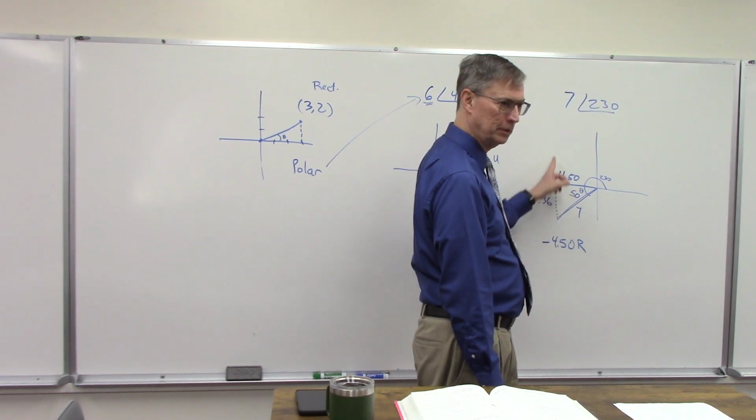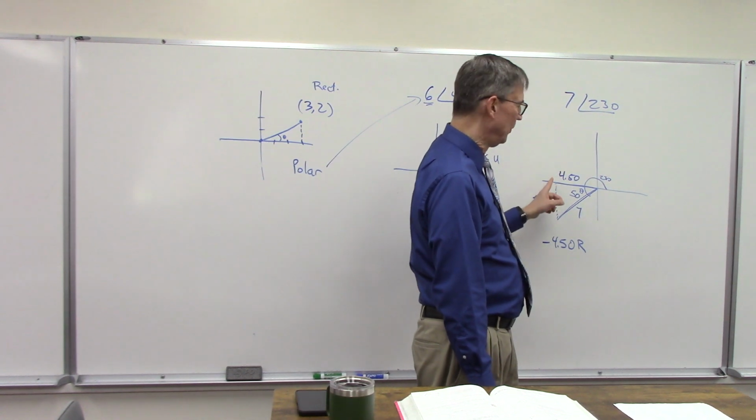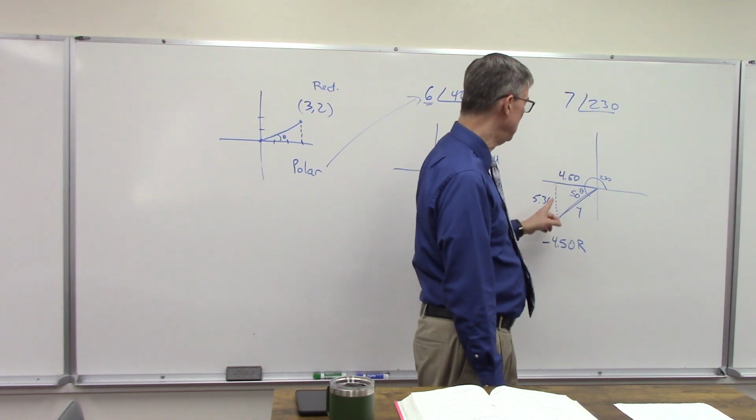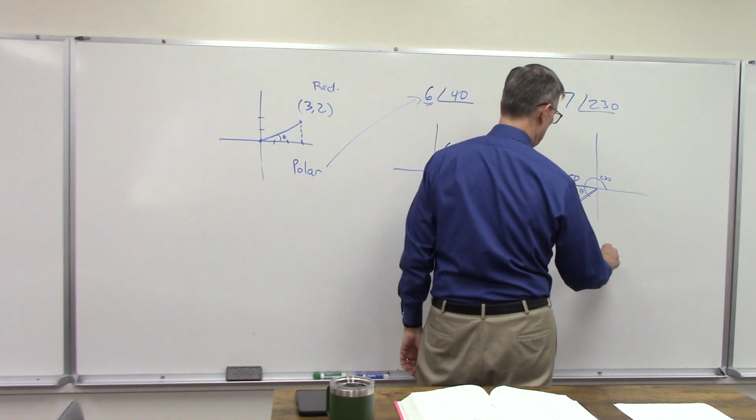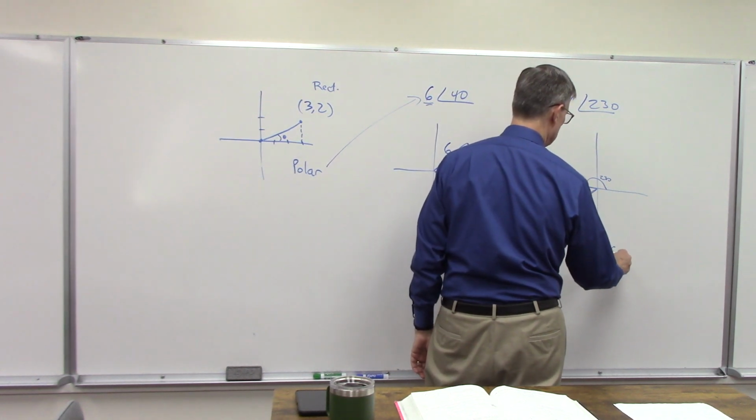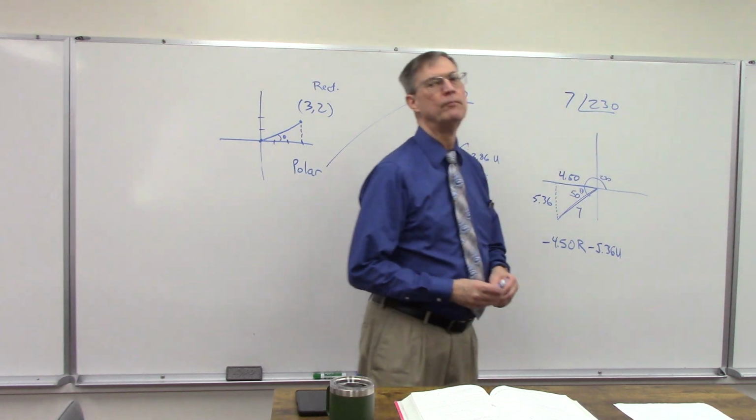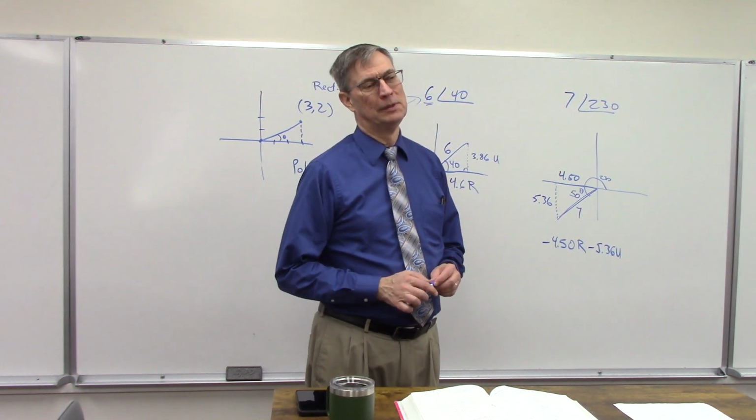So what do you think this is? Are we going up? No, we're not going up, we're going down, but we don't use D. We say minus 5.36 U. Okay?